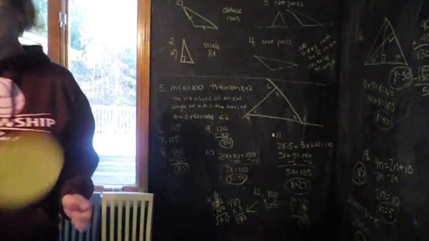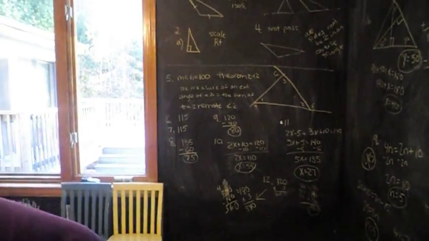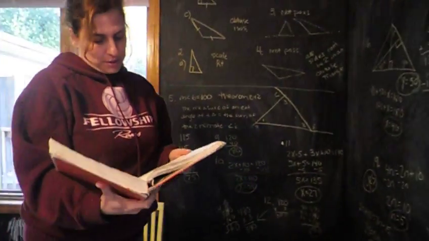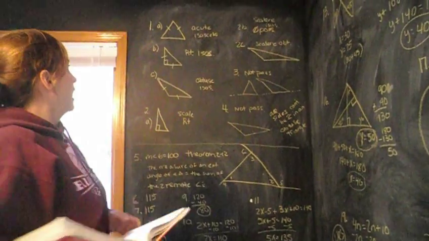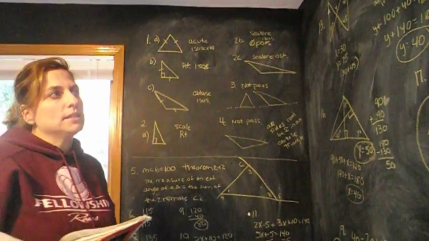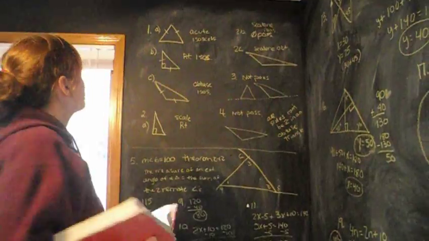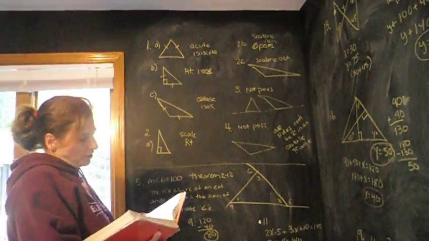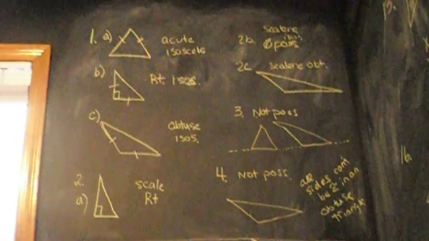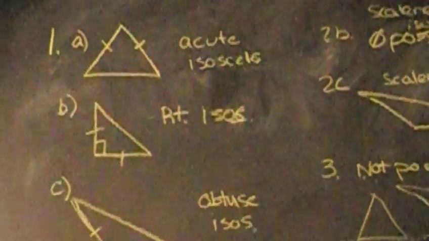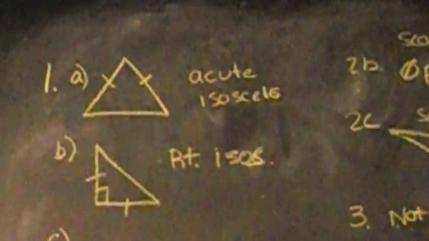Okay, today we are doing the written exercises on page 76 and 77. Now, you did some of these with a partner in class, remember? So, the first one says, draw a triangle that satisfies the conditions stated, and write not possible if you can't do it. So the first one was acute isosceles.